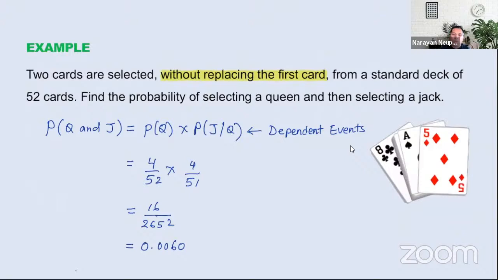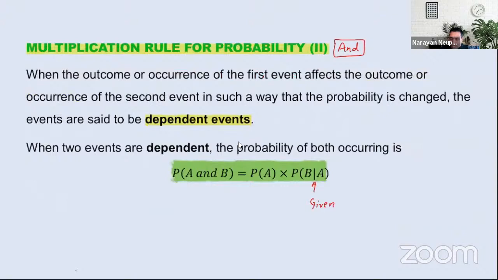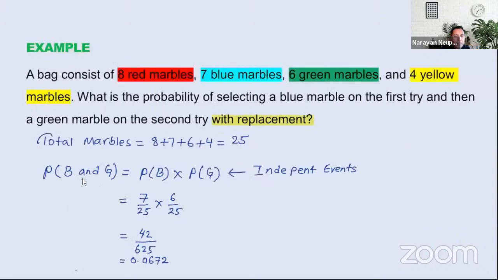Now, one thing to note here: if the events are dependent, the second probability will be the probability of the second given the first. But if it is independent, it is just the probability of the first and second. We just multiply. For the independent case, if you multiply and they are equal, then that is the independent case.